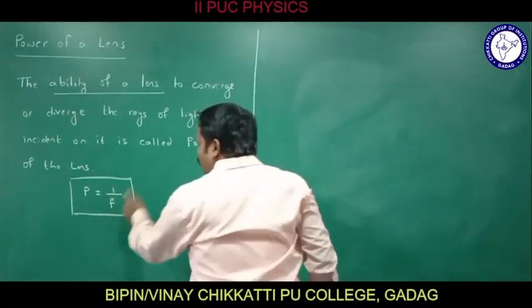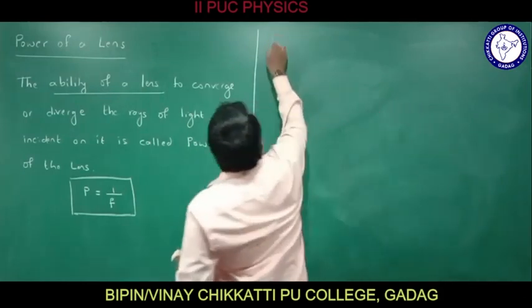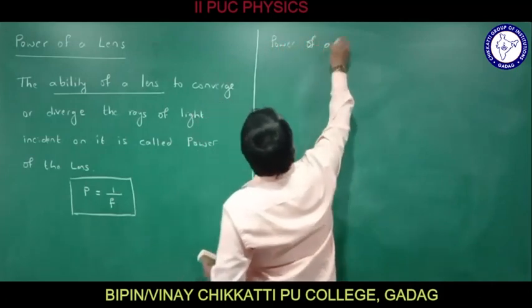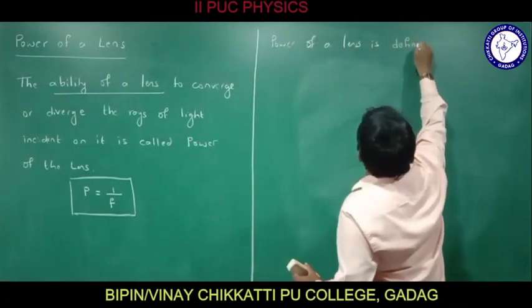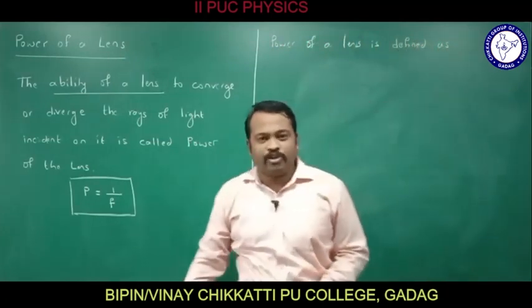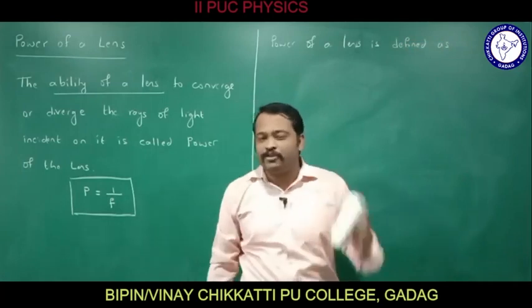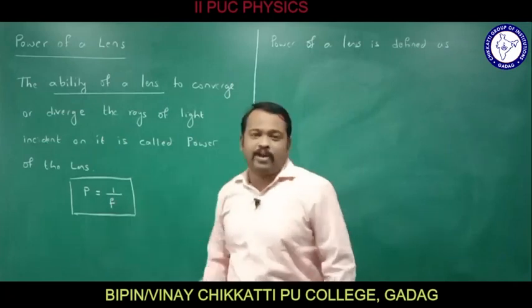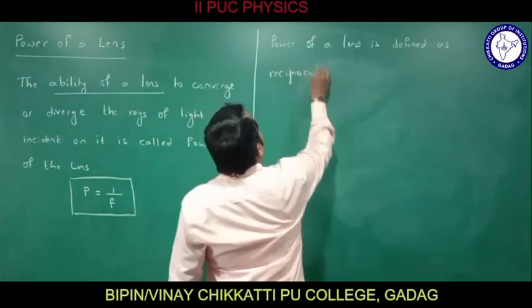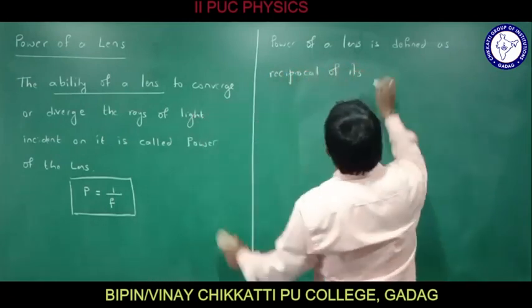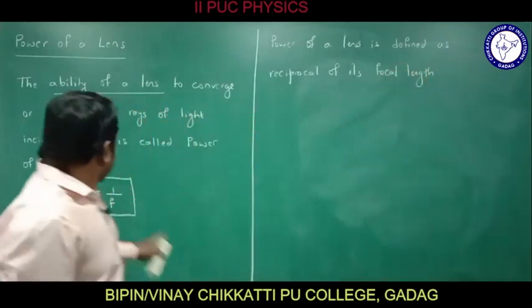How to define it? We got a formula: power of a lens, P is equal to 1 divided by F. The question will be asked like this: what is the definition of power of a lens? We know that we define a physical quantity by using its mathematical equation, that is P is equal to 1 by F. So power of a lens is defined as the reciprocal of its focal length. So P is equal to 1 by F.